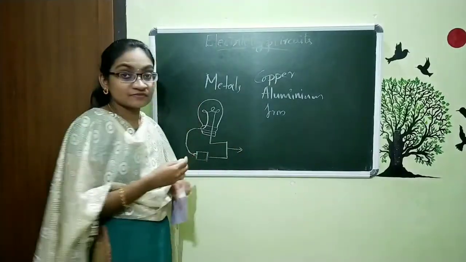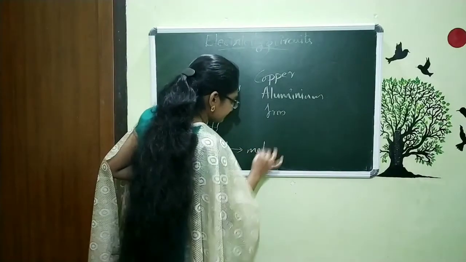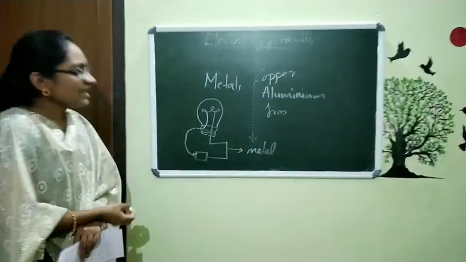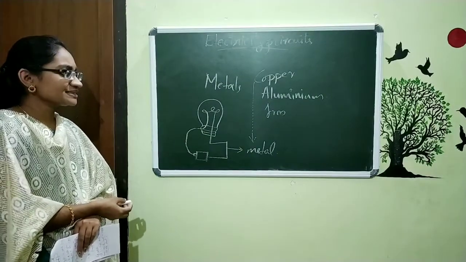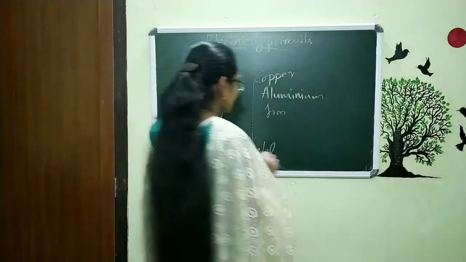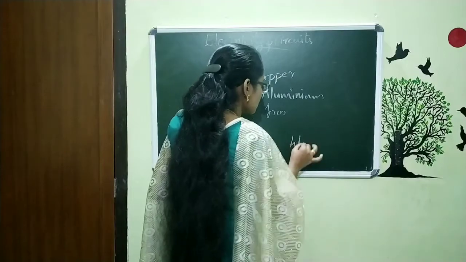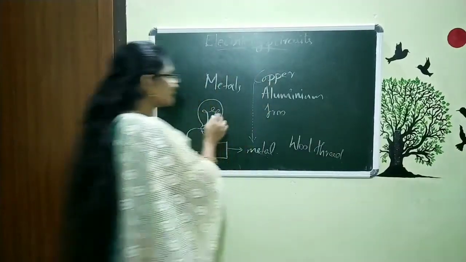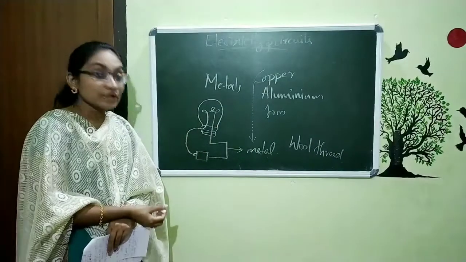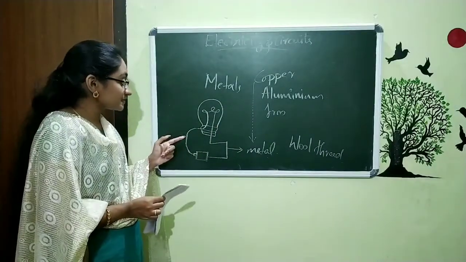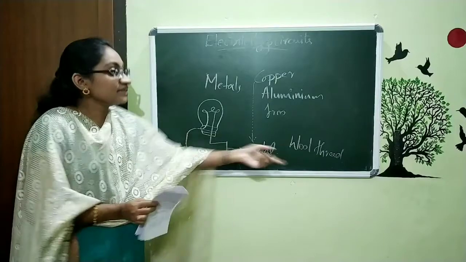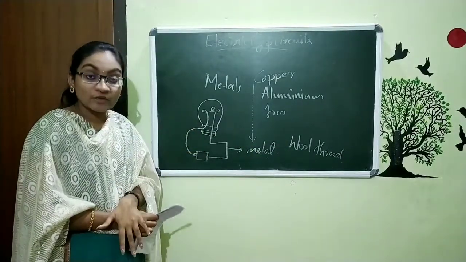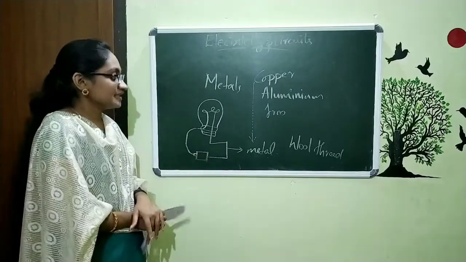Now, this is what? Metal wire. Suppose it is copper wire. And when I use a wool thread instead of this metal wire, does this bulb glow? No. If we use wool thread instead of these wires, then what happens? This bulb does not glow. Why? The reason is this.